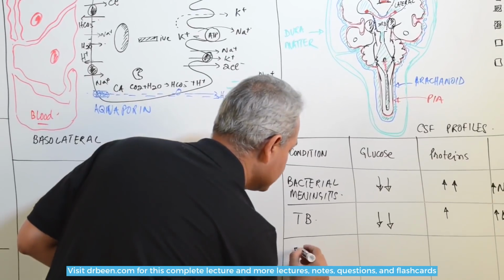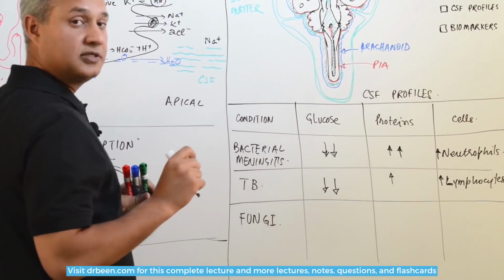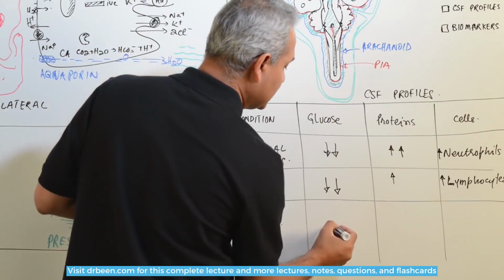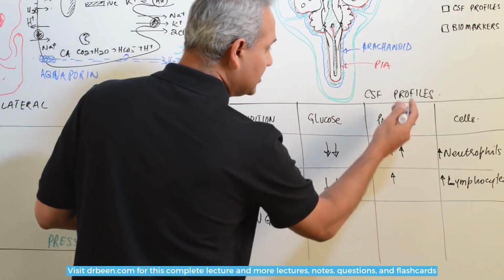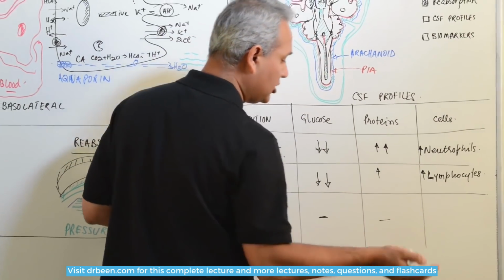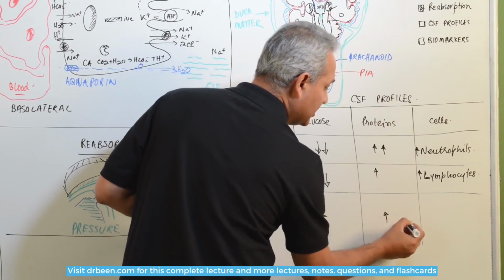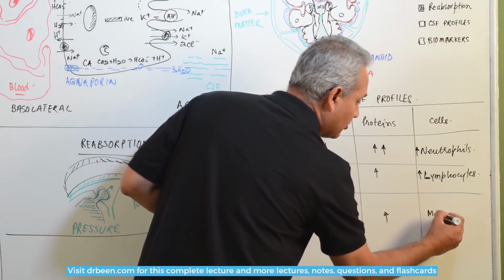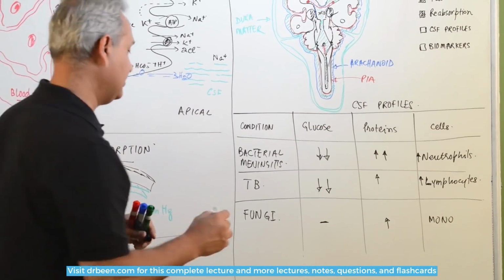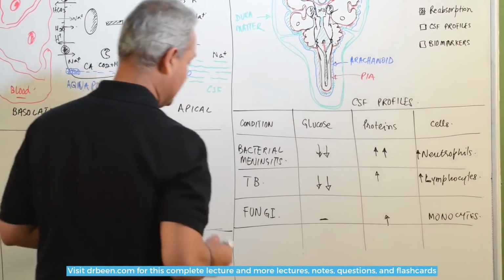Then fungi. Similar structure to the bacteria. However, fungi are not eating glucose, so not much change here. The inflammatory proteins may be normal to high but not too much. So I'll just make a tiny little arrow here, but the most important thing, monocytes will be present as the cells that are handling the fungi. Monocytes.